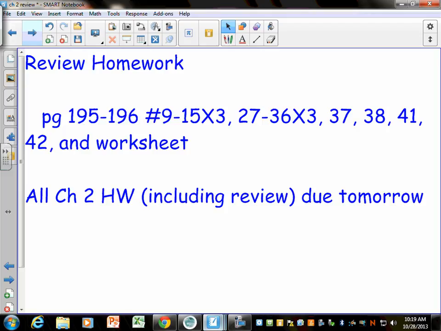So here is your book homework. This is from the Chapter 2 review, so on page 195 and 196. I want you to do 9 through 15 multiples of 3, 27 through 36, and then 37, 38, 41, and 42. That's, I think, 11 problems. And then I have a worksheet that has 4 problems on it. So that's 15 problems, and you have 40 minutes to work on this, which means there should be no reason that you don't get this finished today.